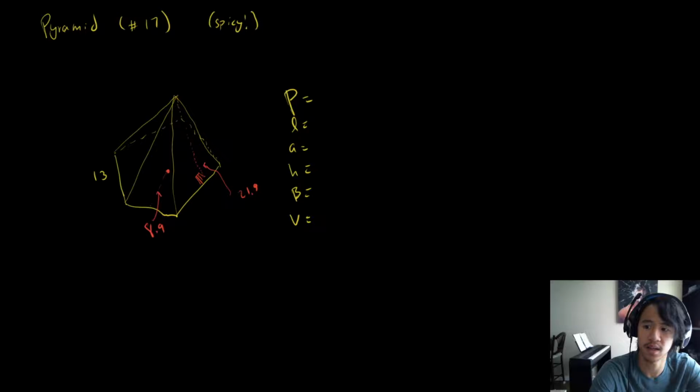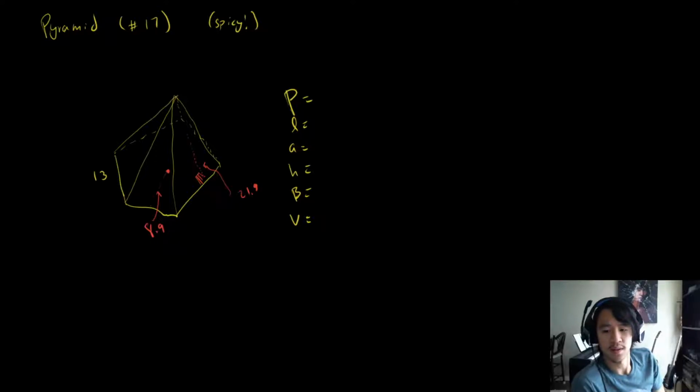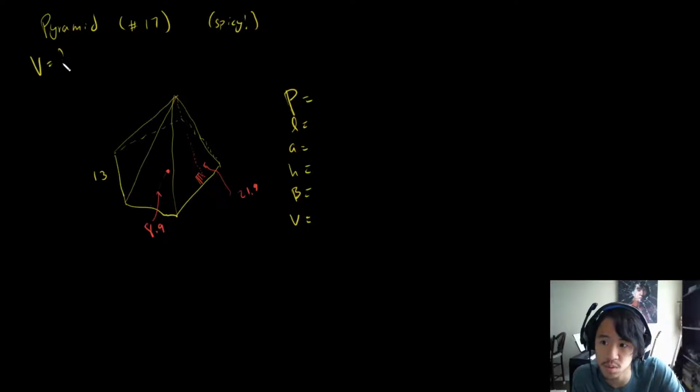So here is number 17. All right, so for this one, it's going to be pretty similar to the cone. The formula for the volume is actually the same. So we have volume equals 1/3 times area of the base times height. So we're going to have to do a pretty similar thing to find our height and stuff, but you'll find out very soon.